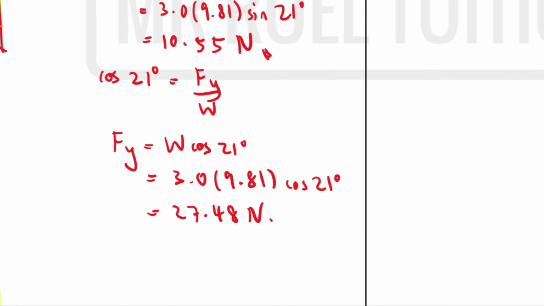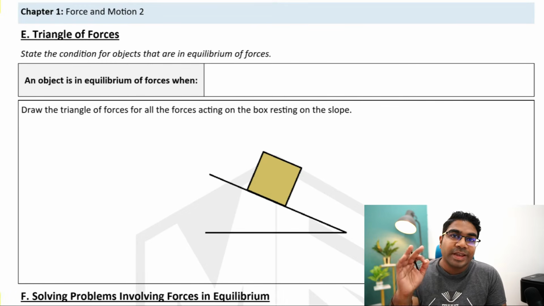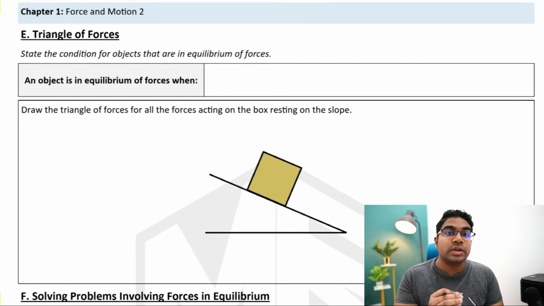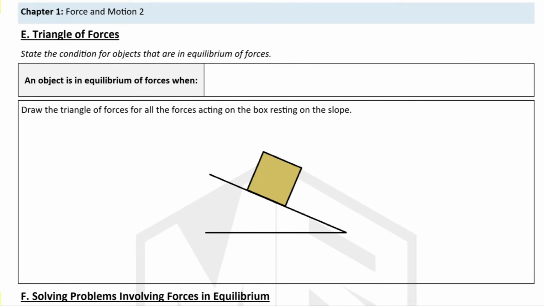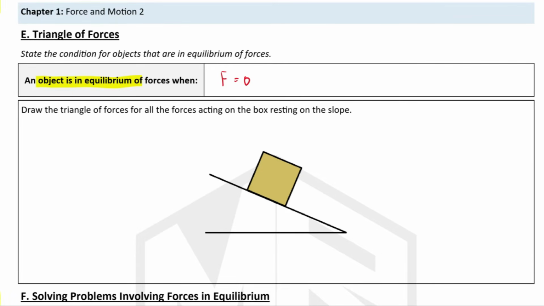27.48 newtons. So far we've been drawing triangles of forces for forces where there are resultant forces. Here we are going to look at how to draw a triangle of forces for forces that are in equilibrium. Once again, an object is in equilibrium when the resultant force F is equal to 0. There's no resultant force.